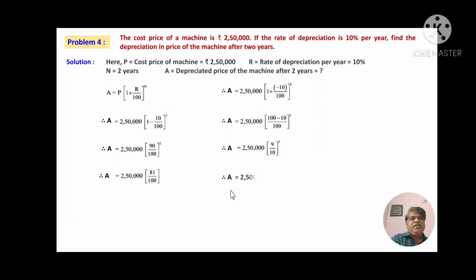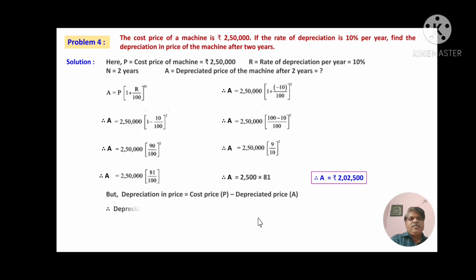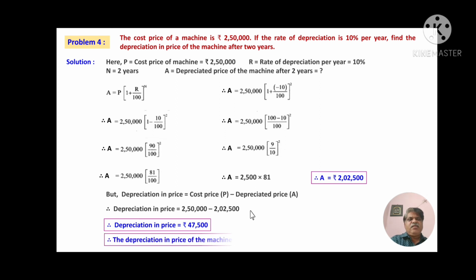So after simplifying, A is equal to 2,500 into 81. The product of these two will give you the value of A, which will be 2,02,500. But we know that depreciation in price is cost price minus depreciated price. So, depreciation in price is equal to 2,50,000 minus 2,02,500. So, the depreciation after 2 years we are getting as 47,500. So, now let us continue with the last problem.